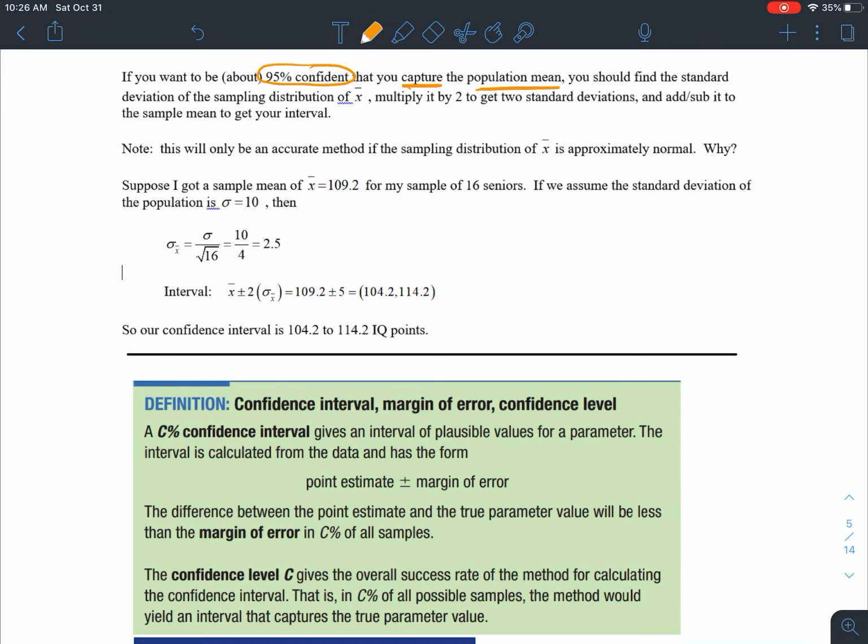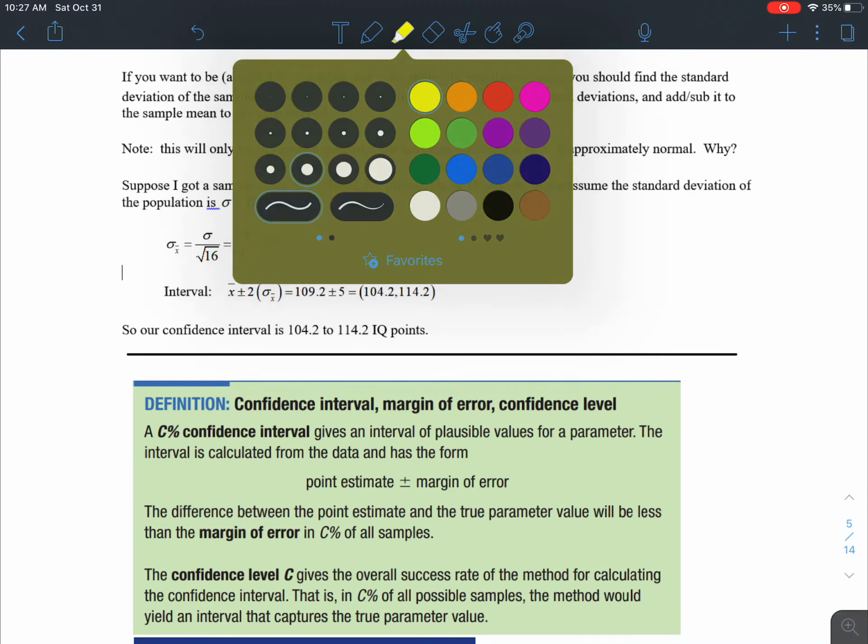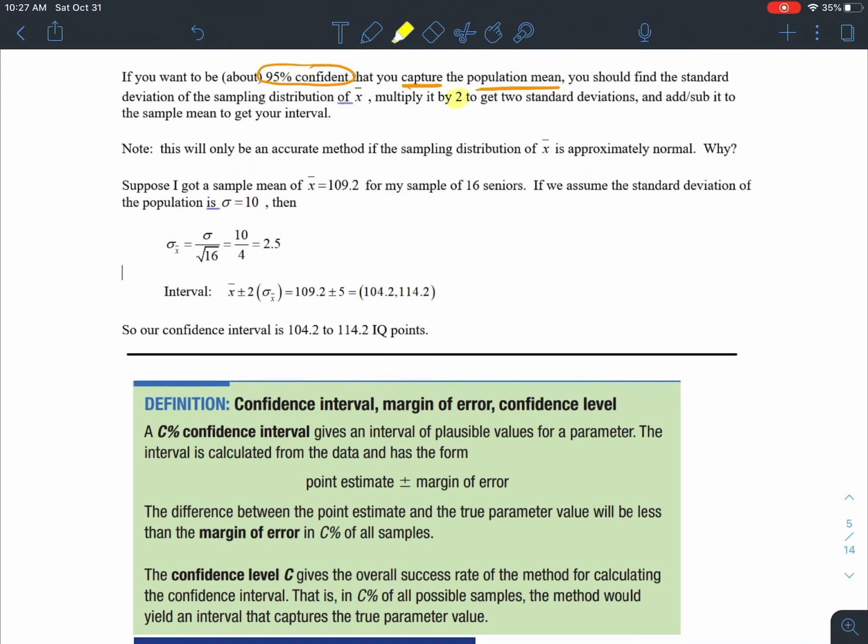So we would then find the standard deviation of our sampling distribution for X bar. And the reason that we are going to multiply that by 2 is because if you think back to the empirical rule, remember the empirical rule says if the shape of your distribution is normal, if you stretch out one standard deviation on each side of the mean, that holds 68% of the data. If you stretch out 2 standard deviations from the mean, that should hold 95% of the data.